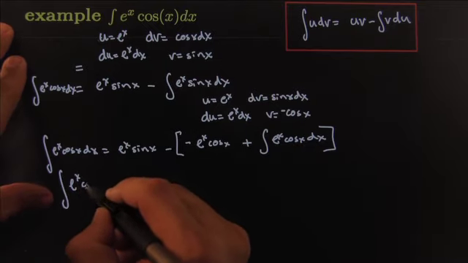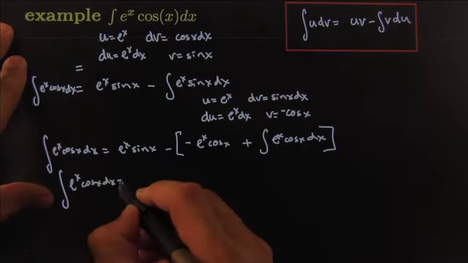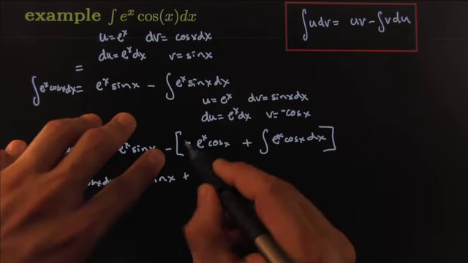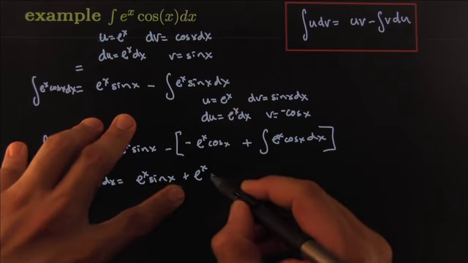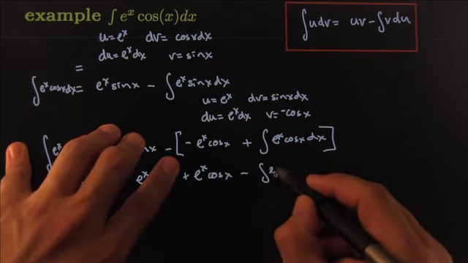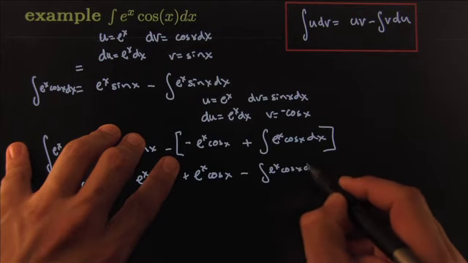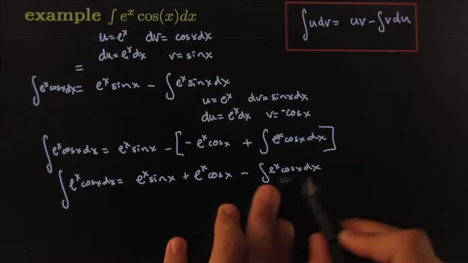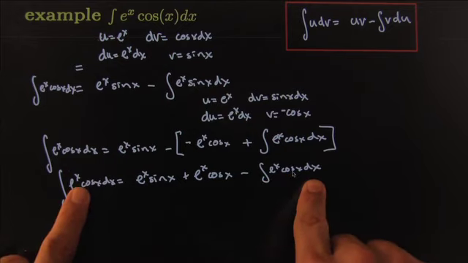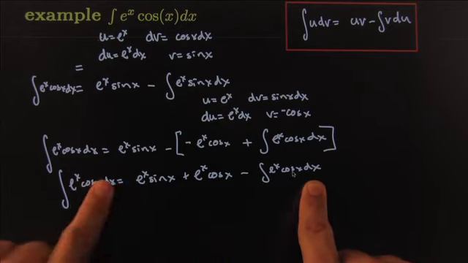so I get that the integral of e to the x cosine of x dx is equal to e to the x sine of x plus e to the x cosine of x minus integral of e to the x cosine of x dx. And then you wonder, whoa, wait a minute, time out, I'm getting the same thing I started off with at the beginning. This is exactly the same problem I had at the beginning.